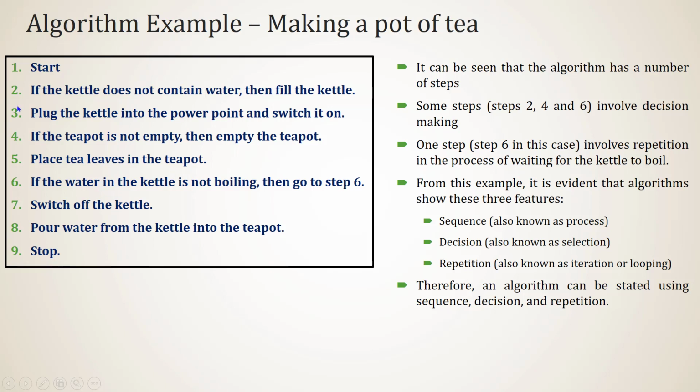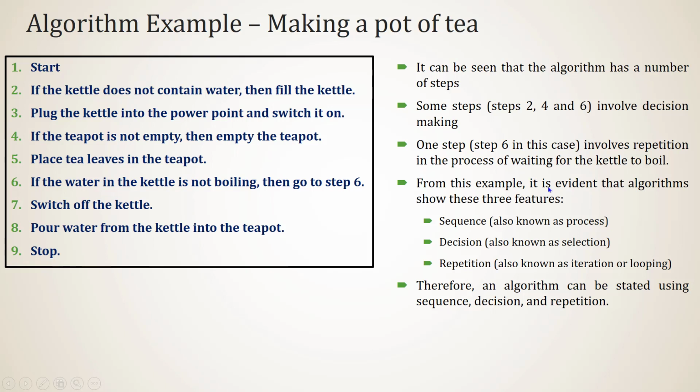So if we closely look at steps 2, 4 and 6, I am making some decisions. One step, step 6 in this case, involves repetition in the process of waiting for the kettle to boil. So here step 6 involves decision making. Based on the decision, I am deciding whether to repeat the process or not. So how is that repetition implemented? By writing a go-to statement. Go-to statement means again execute statement 6. If the water in the kettle is not boiling, then again execute step 6.